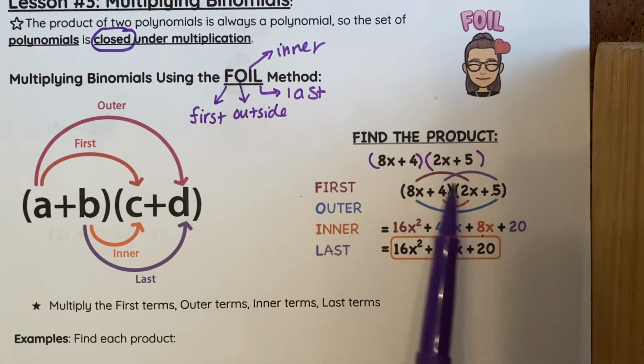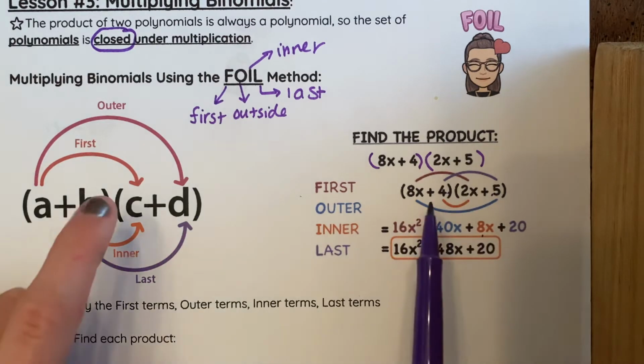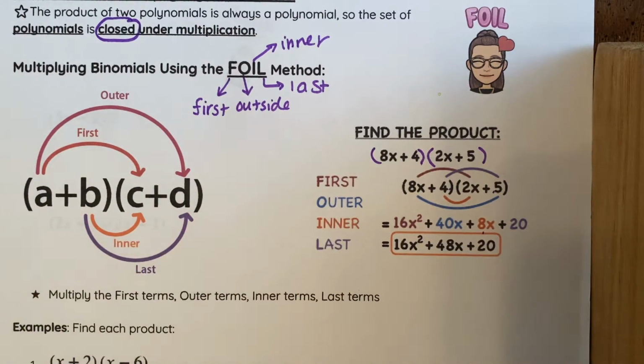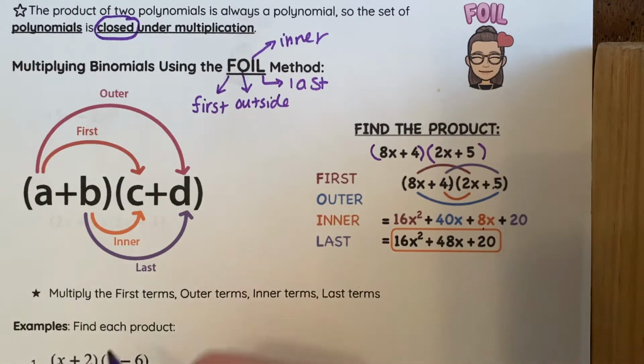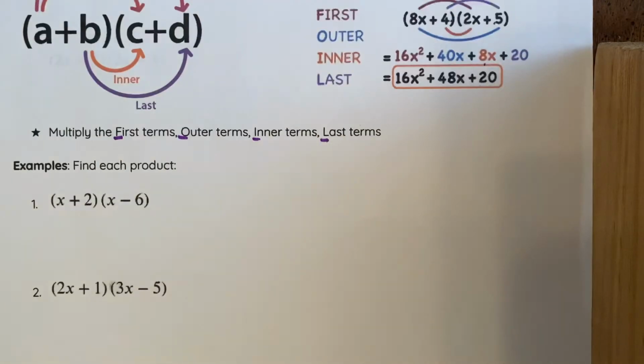And the different colors here and the different arrows, they align to both of them, and they have the different colors here that you could follow along. And I put another thing here. You multiply the first, outer, inner, and last. All right, so let's do a couple of examples together.